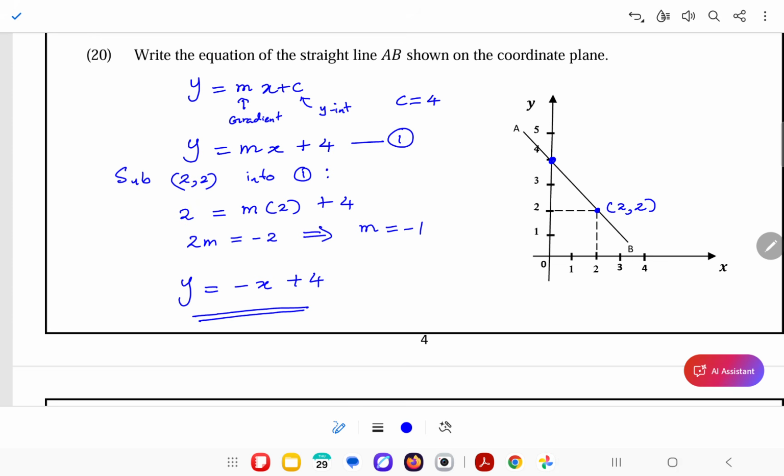So use this form of the line, y equals mx plus c. The y-intercept is easy to recognize. Then to find the gradient, they have given another point. So use that and the question is done.